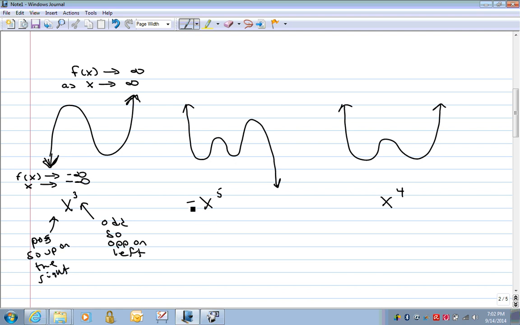All right, here's another example. We have negative x to the 5th. Our negative means down on the right. And 5 is odd, so opposite on the left. So we're going to go down on the right, and opposite on the left. The other thing we want to remember is that the number of turns is up to 1 less than the power. Not always, but it can be no more than 1 less than the power. This 5th could have up to 4 turns, and we have 1, 2, 3, 4 turns.